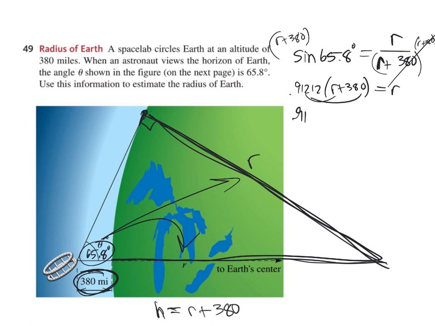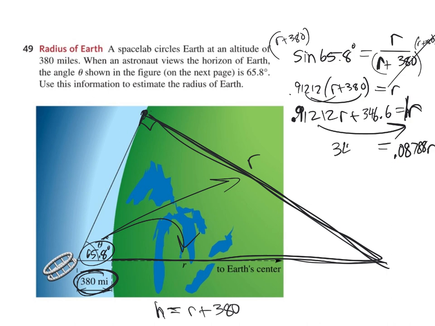So 0.91212 r plus 0.91212 times 380 is 346.6. I'm going to make sure that's right. 0.91212 times 380, 346.6. And again, that's still equal to r. So we're going to move this r over. That's 1r on the right side. So 1 minus 0.91212 is 0.08788. 0.08788 r. And we still have 346.6 on the left. So divide by 0.08788.